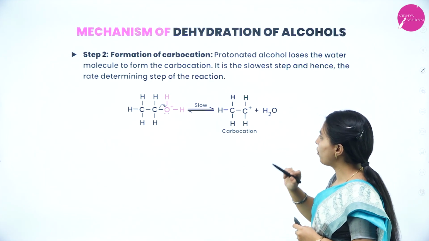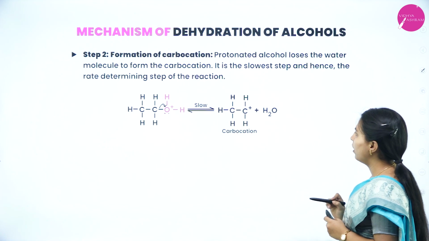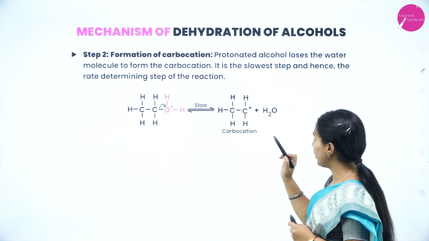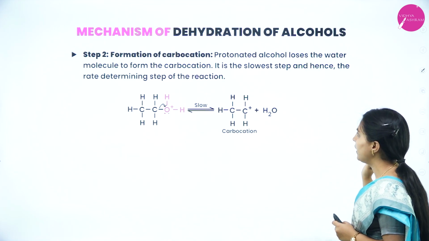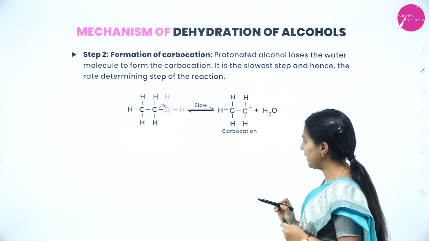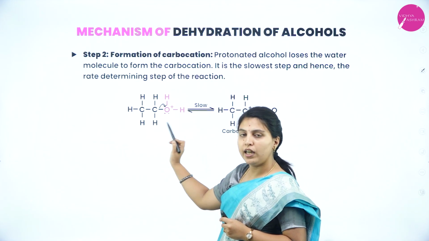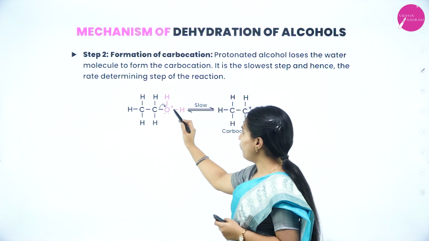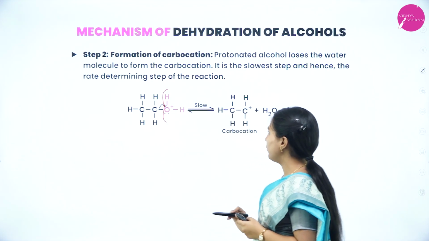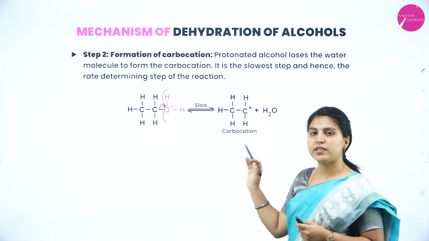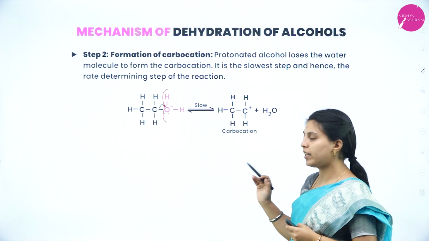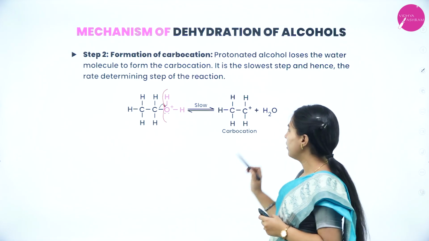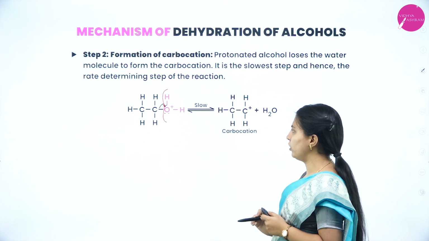Step 2. Formation of carbocation. Protonated alcohol loses the water molecule to form carbocation. It is the slowest step and hence the rate determining step of the reaction. Whatever protonated alcohol has been formed, in that water molecule will be removed and this is the slowest step and will be considered as the rate determining step, and it will form carbocation, with removal of water molecule.